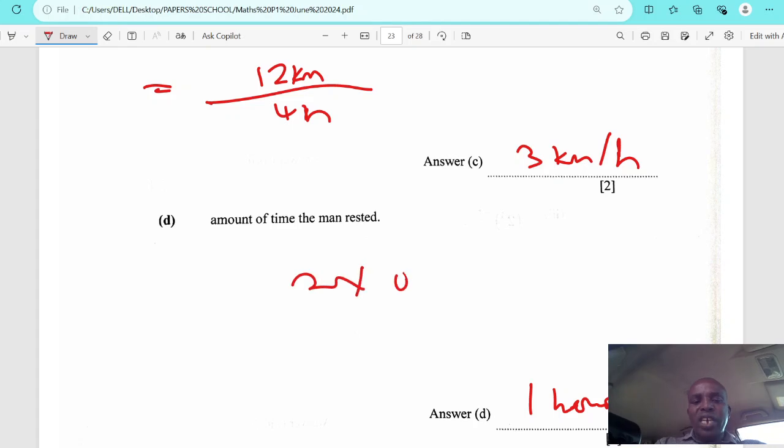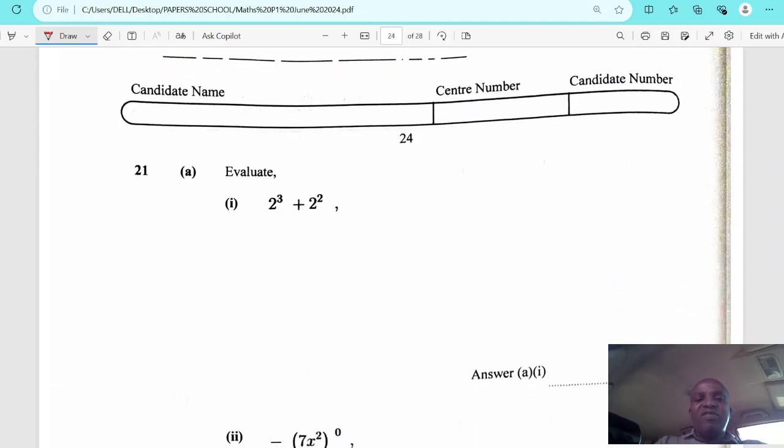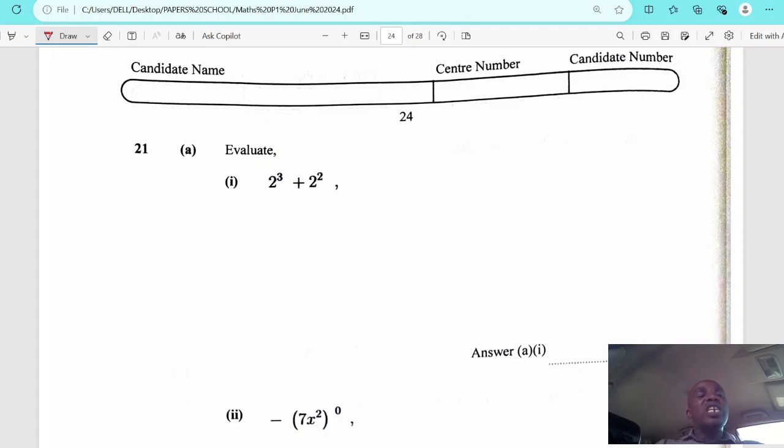So you just put your working: 0.5 hours is 1 hour. Done. Next, evaluate. This one you don't apply indices. Why? Because it's plus. If you were multiplying or dividing, that's what works with indices, right? So you just convert this one to ordinary form, and this one also to ordinary form.